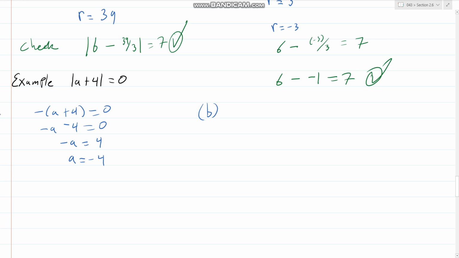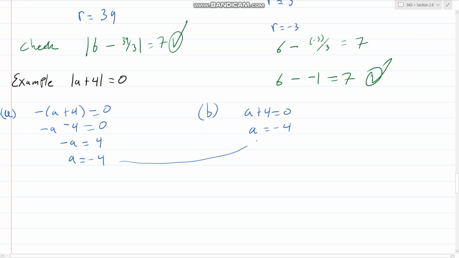Case B is what if it was positive? A plus 4 equals 0. This one's the easier one. A equals negative 4. And look at that, we got the same answer twice. So I only have to check one thing this time. Let's see what happens. Check. A equals negative 4. So negative 4 plus 4 equals 0. Yeah, sure does. So that's going to work. And we got it twice, but it worked both times, I guess.